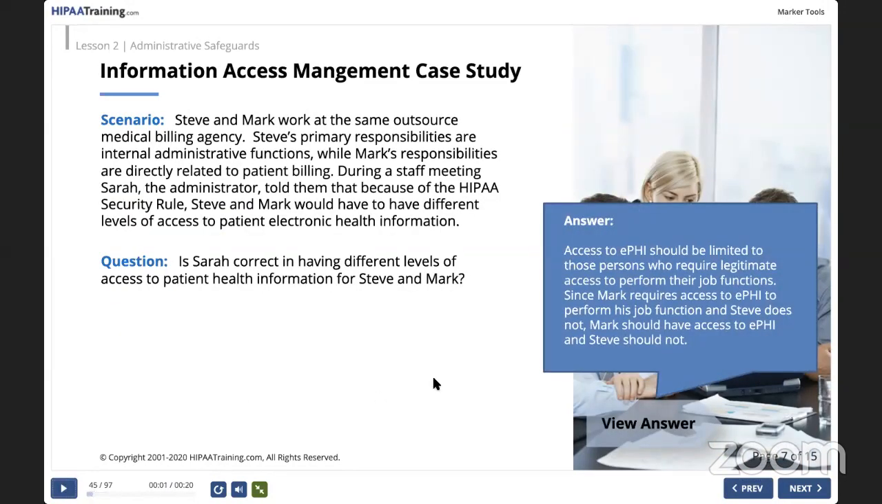Steve and Mark work at that billing agency. Steve's primary responsibility is internal administrative function, while Mark's responsibility is directly related to patient billing. During the staff meeting, Sarah, the administrator, told them that because of the HIPAA security rule, Steve and Mark would have to have a different level of access to patient electronic health information.